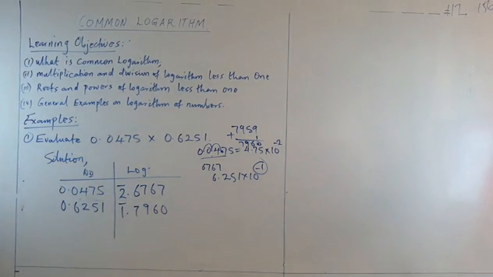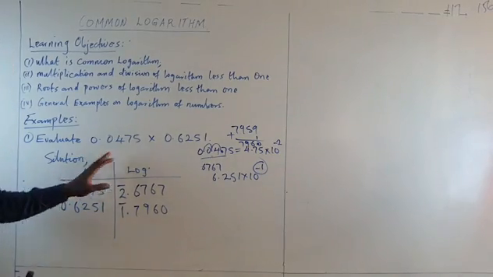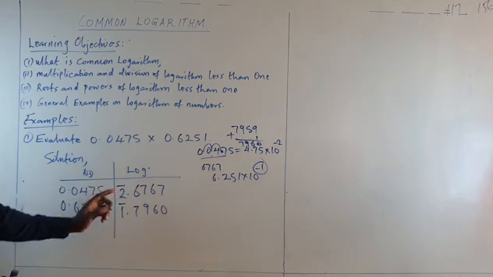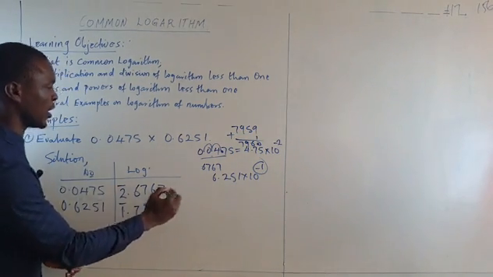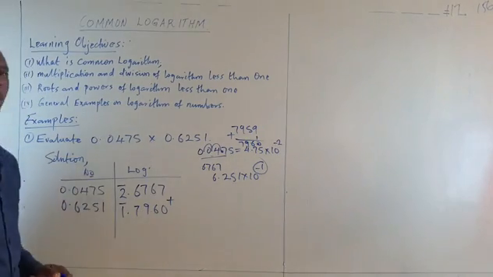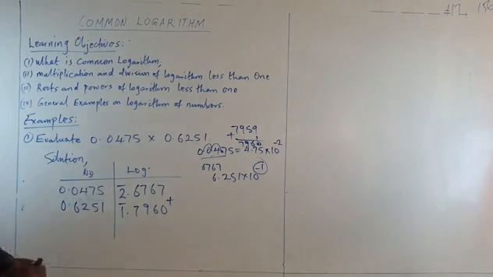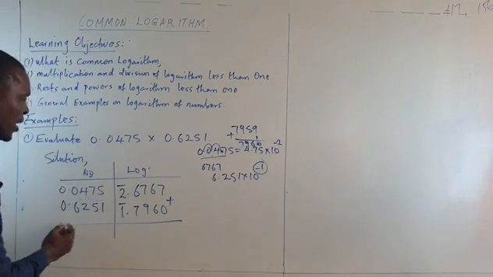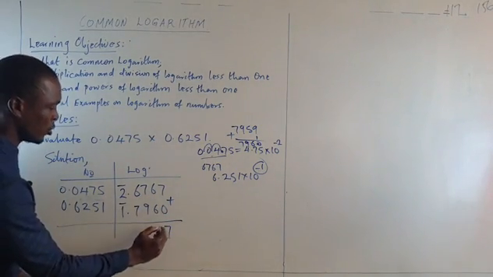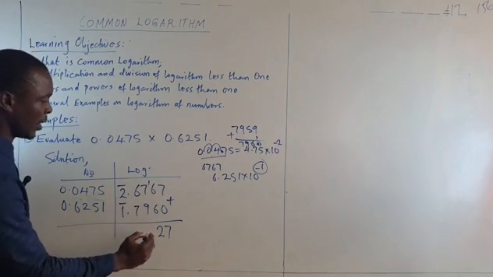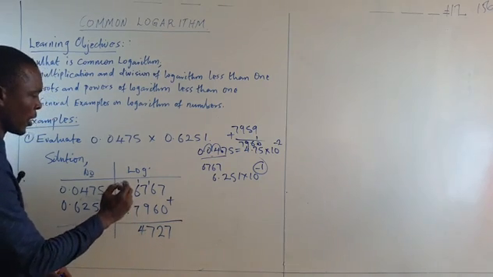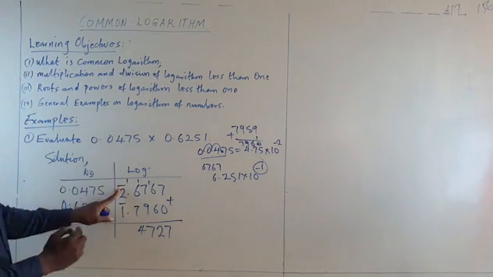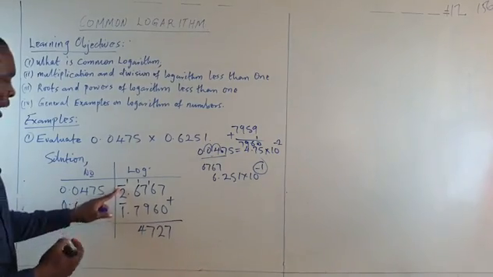7960. So the rule of the logarithm says if you have multiplication, we are going to add the logarithm of the two numbers together. So multiplication will change to addition under logarithm. So by adding the two together, we have 7, 12, 2 carry 1, 17, 7 carry 1, 14, 4 carry 1.